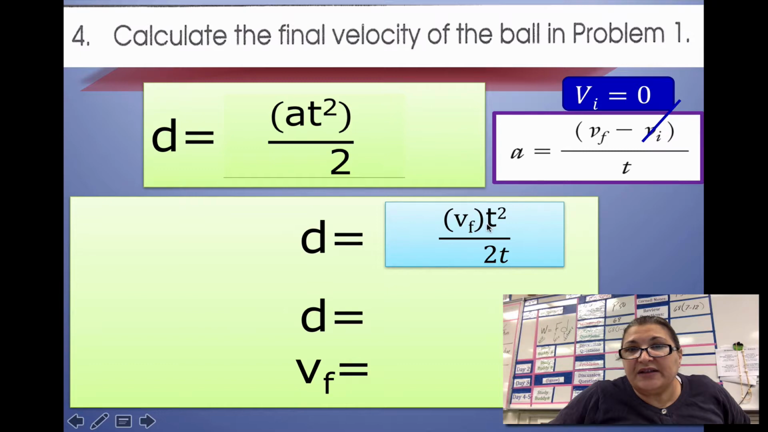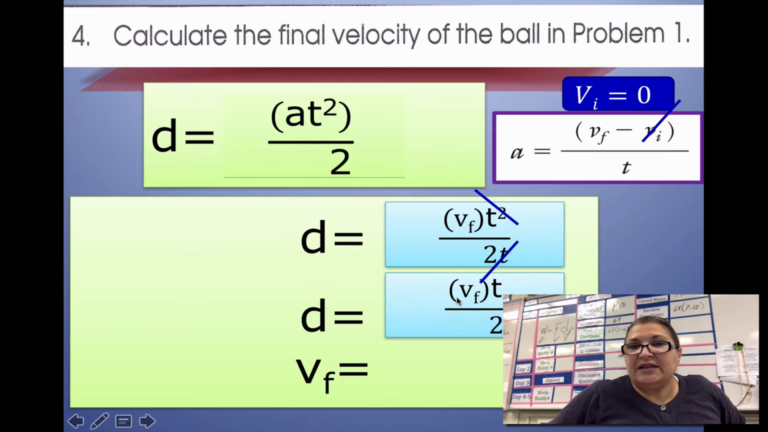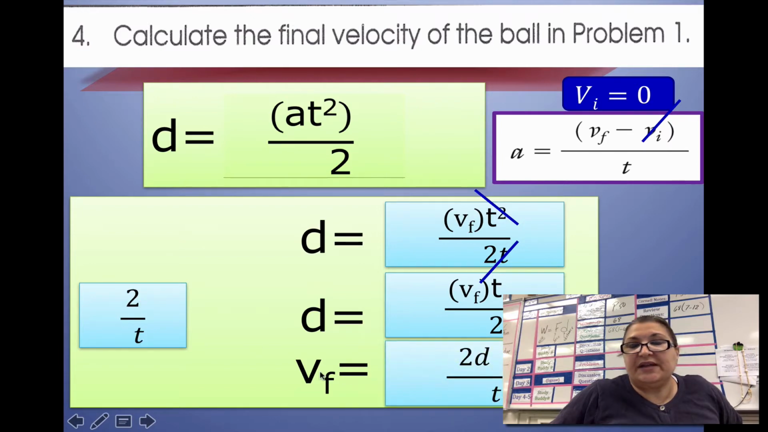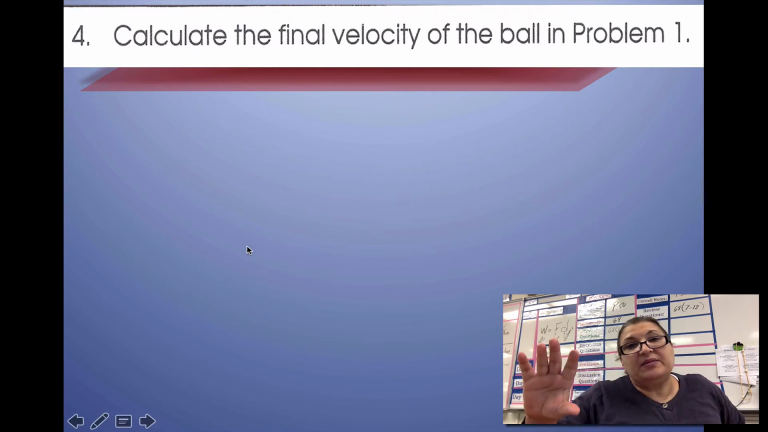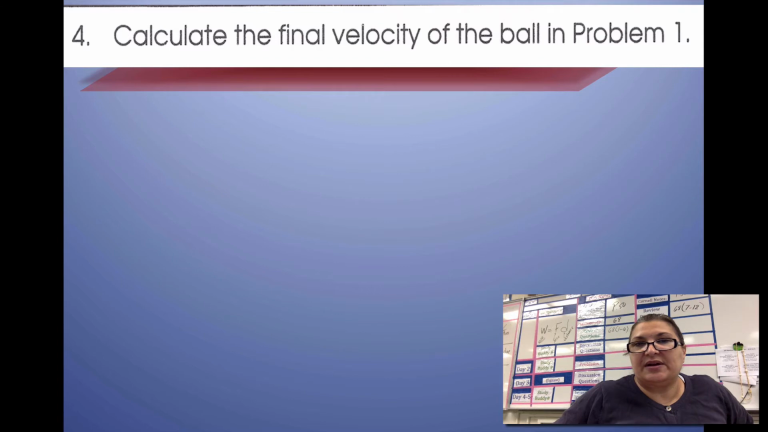For a, it's final velocity over t. One of the t's in t squared will cancel out with this t, and we end up with final velocity. Then distance equals final velocity times t divided by 2. You multiply both sides by 2 divided by t. You get final velocity equals 2d divided by t. On the test, you're going to have a set of problems, you just have to know how to apply them, so you don't have to derive them.